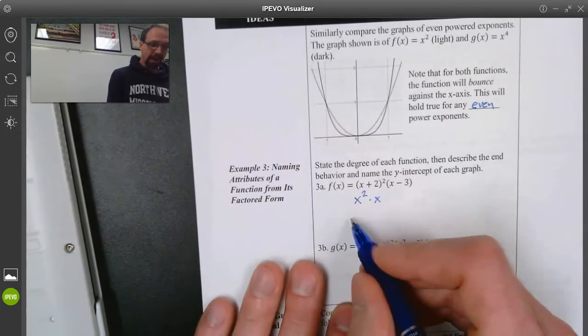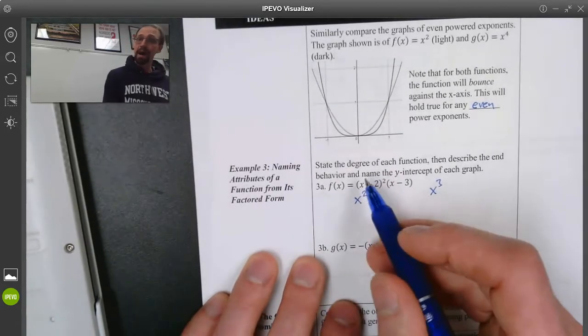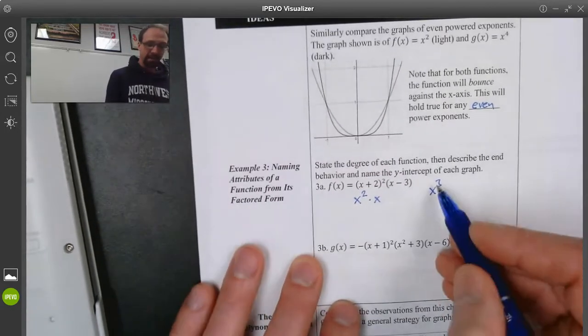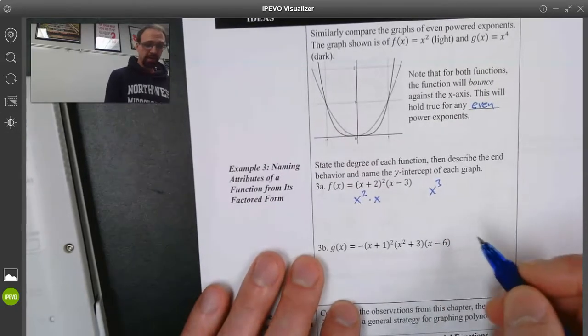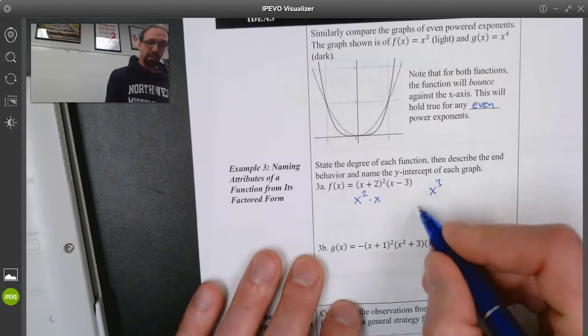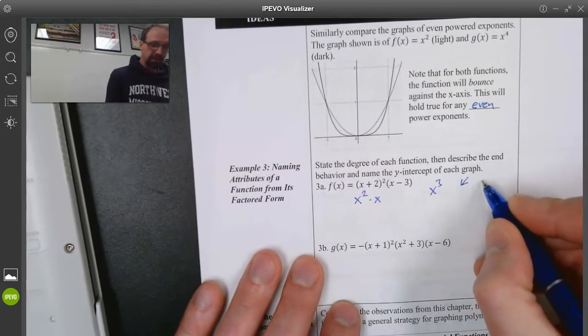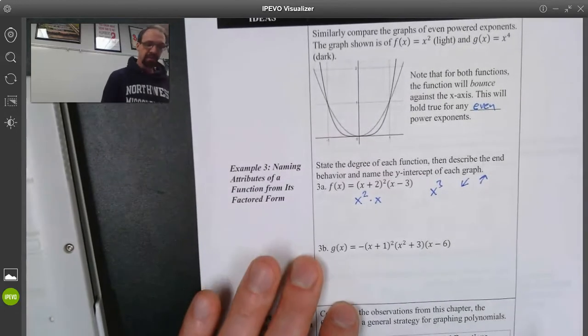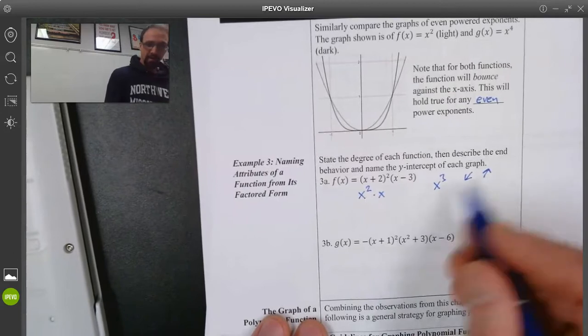I know this is going to have an x cubed leading degree, and I know it's going to be positive because these numbers are all positive. So x cubed is a cubic leading degree. That tells me cubic with a positive leading coefficient, so it's going to go down and then up.